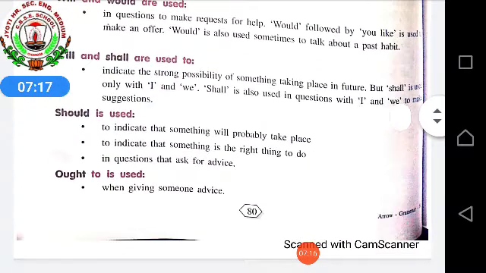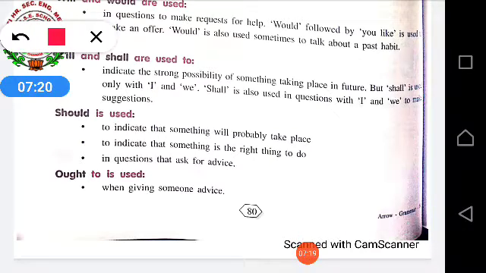Next one, should, where we are using should. Should is used to indicate that something will probably take place, first point. Second, to indicate that something is the right thing to do. And third, in questions that ask for advice. Understood? So we use should to indicate something will probably take place. It also shows it is right to do, and in questions that ask for advice. Should I go home? Okay, like these kinds of examples.